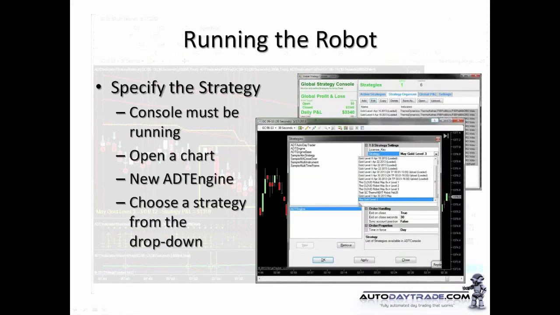After you open a chart in NinjaTrader, you specify the strategy in the ubiquitous parameter grid. Everyone who's used NinjaTrader has seen the parameter grid. The console must be running before you start this process. So open that chart in NinjaTrader. It can be any time-based bar chart. Click on ADT Engine, choose New, enable the strategy, and then choose a strategy from the drop-down. This list comes from the Strategy Management Console, where you set up the strategy in the first place.